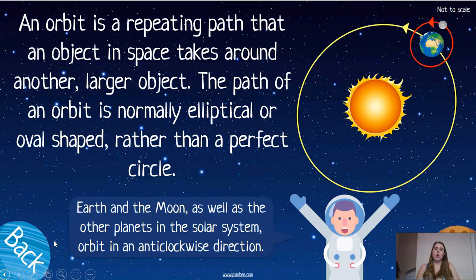Okay, so an orbit is what we call a repeating path. When an object in space moves around another slightly larger or a lot larger object, okay. So here, for example, this is the sun, and this yellow line is how we on Earth orbit around the sun. Now that happens within 365 days. That's how we go through our different seasons, okay.